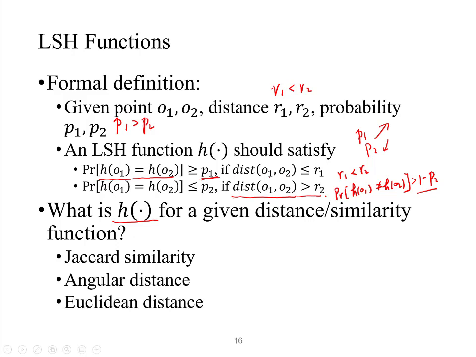So we will discuss three commonly used distance functions and their corresponding LSH functions. These are Jaccard similarity, angular distance, which is the angle between two vectors, and Euclidean distance.